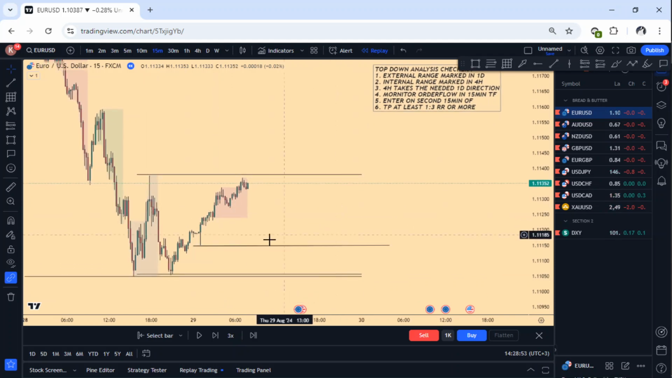So I would like to see, even if this one is taken, and even if I wanted to buy, I would wait for 4 hours to take the needed 1 day direction. The needed 1 day direction is on the downward side. So I'm not that much interested in what if this is taken. Then I know that we are now into a deep pullback, so I will probably not look for a trade that day, or I'll just be observing the order flow.